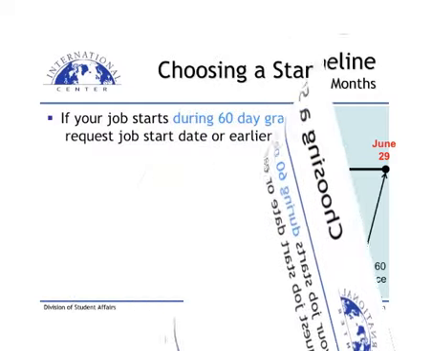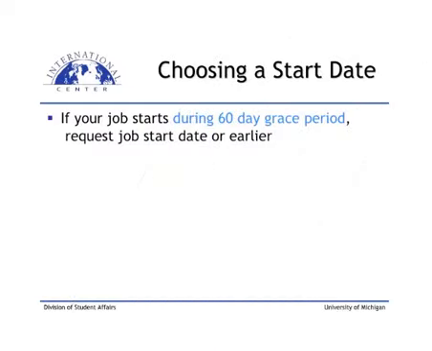If you are still having a hard time choosing the start date of your OPT, here are a few tips to help. If you have a job offer and the start date of that job is during the 60-day grace period, you can use that date to maximize the time you have on your OPT. Just remember that you will likely have no work authorization between your completion date and the start date of your OPT.